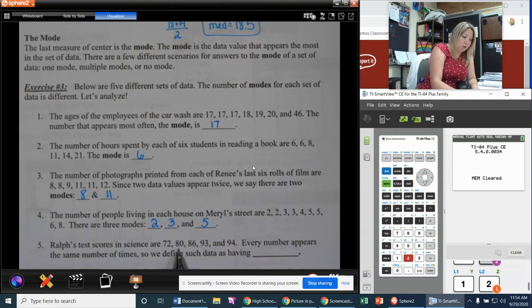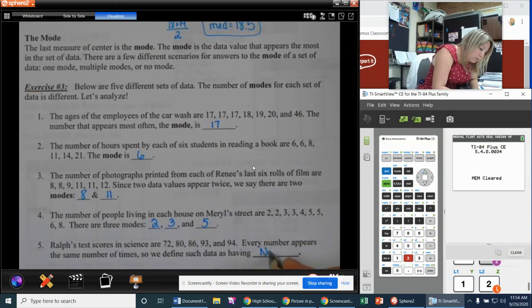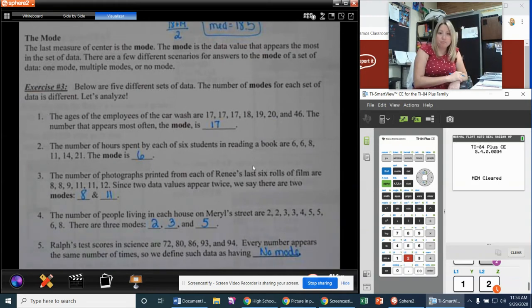Like Ralph's test scores. We're back to them. Are any of these values used more than once? No, no mode. And there you have it. And that's how we do modes. By the way, I've just given you a lot of information. Now will be a great time to chill, stop, take a little bit of it in.